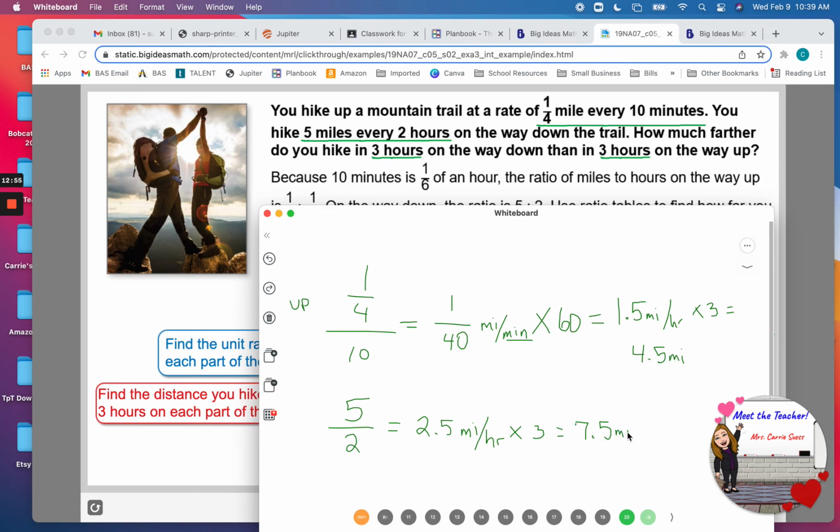All right, so on the way up, I walked how far? 4.5 miles. On the way down, I walked how far? 7.5 miles. And this was all in 3 hours. The question is, how much farther do you hike on the way down than on the way up? So how would I find that? Subtract. 7.5 minus 4.5 is 3. Yep. So I walked 3 miles farther on the way down.